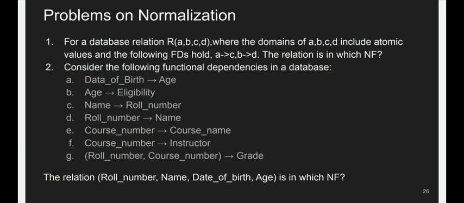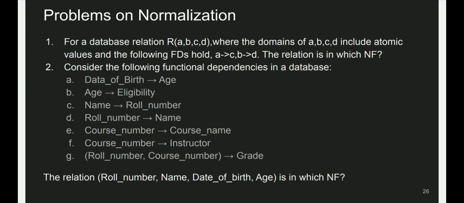Now we will check the condition for second normal form. The second normal form says that every non-prime attribute should be fully functionally dependent on the prime attributes. So here C and D are non-prime attributes, so they should be completely dependent on the key, but here they are partially dependent on A and B. So it is in first normal form.